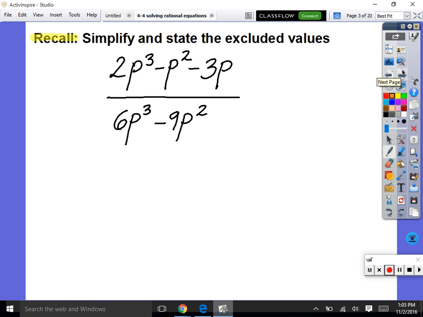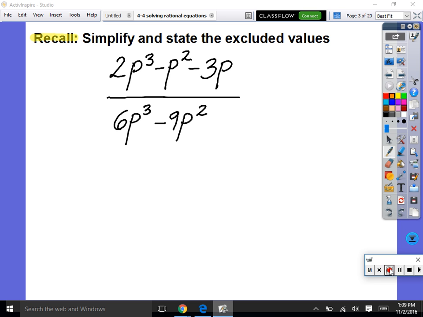Okay. Let's do some review because we have learned a lot this unit, so let's see where we're at. So take your whiteboards out, let's do some review before we learn the new stuff. So I want you to do this problem. This is the first lesson we learned in this unit. Simplify this and state the excluded value.